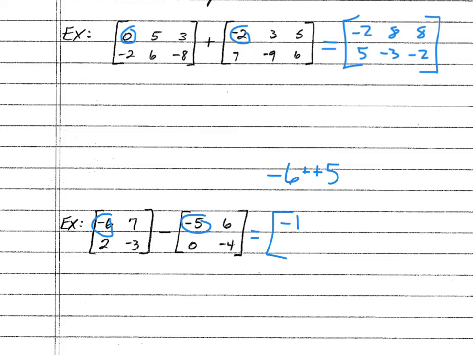7 minus 6 is positive 1. 2 minus 0 is 2. And negative 3 minus negative 4 becomes negative 3 plus 4, which is 1. Notice, if I add or subtract a 2 by 2 matrix by a 2 by 2 matrix, I end up with a 2 by 2 matrix. So that's being able to add and subtract matrices.